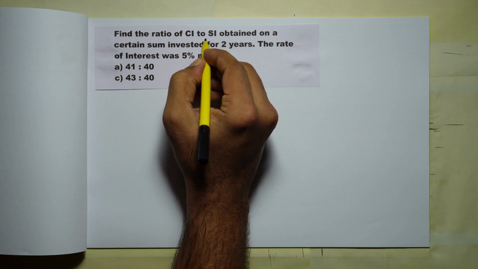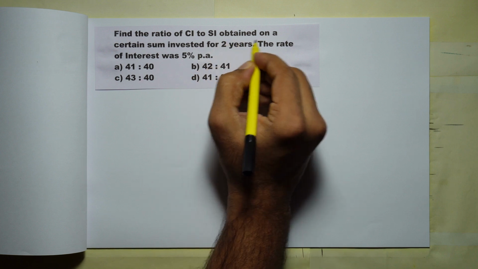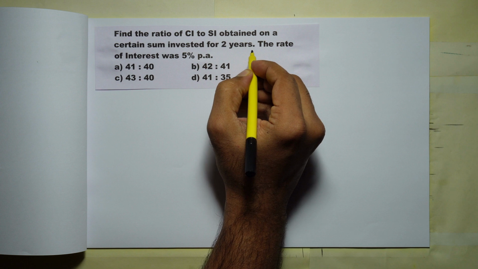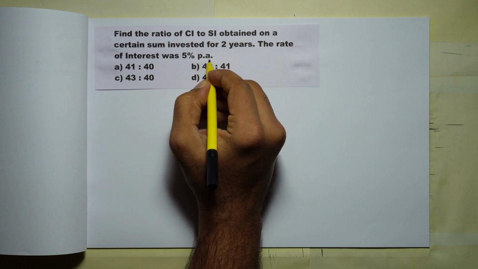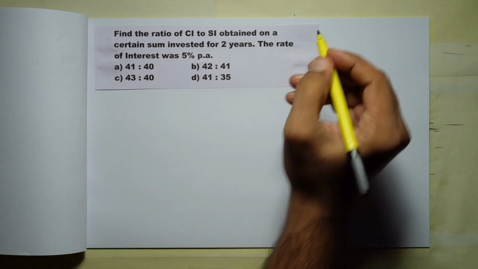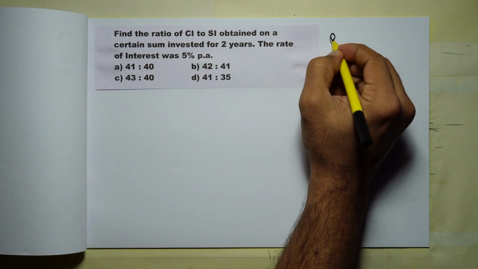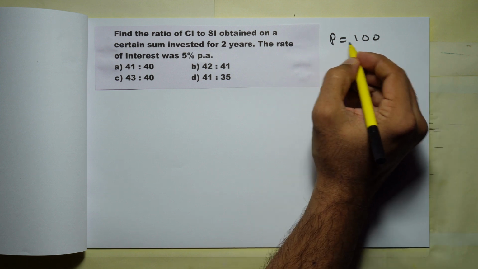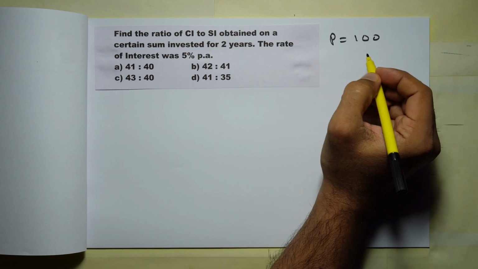Find the ratio of compound interest to simple interest obtained on a certain sum invested for 2 years. The rate of interest was 5% per year. Now the sum has not been mentioned, so we will assume that the sum, or the principal, is rupees 100. If you assume 100, then we can easily calculate the interest that you will be getting.